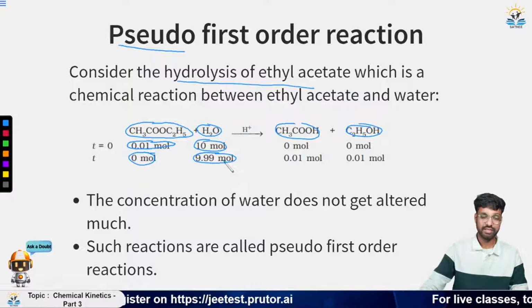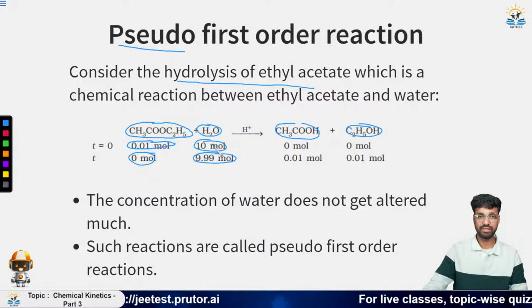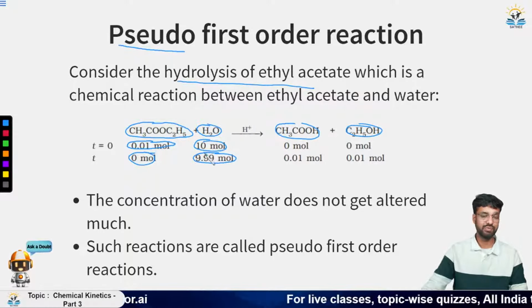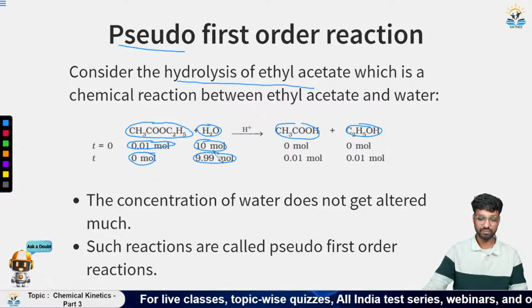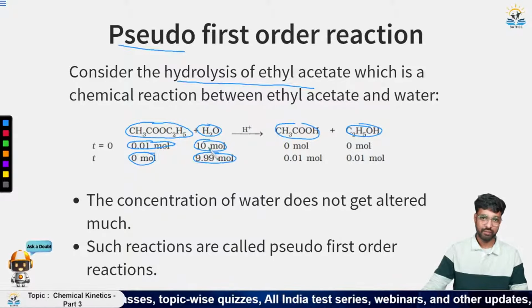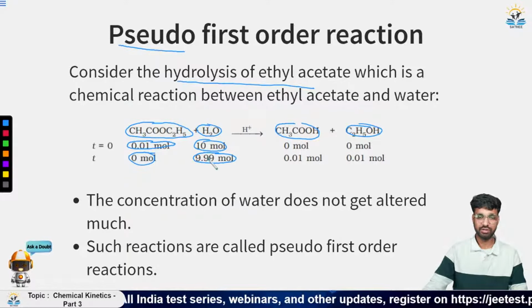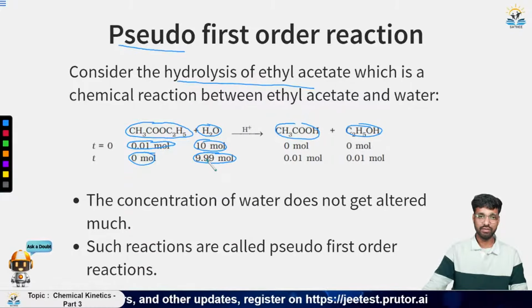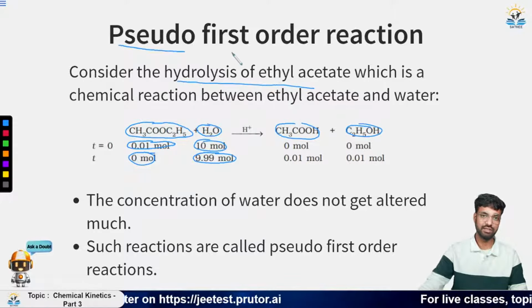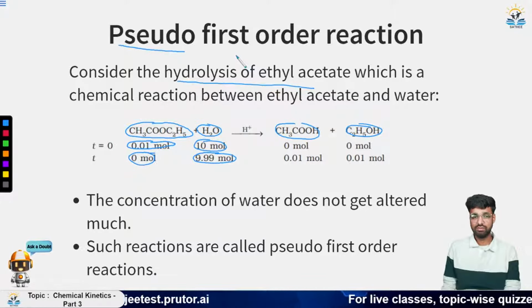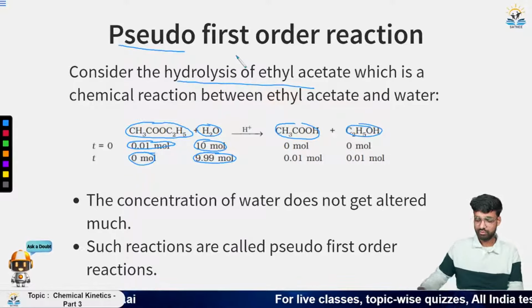So this change in concentration of water is not that much reflected in the rate law. Maybe it may be affected by the concentration of water, but due to this very insignificant change in its concentration, there is no effect on the rate constant, and it behaves like a first order reaction rather than a second order reaction. So this is an example you can use to clarify it.